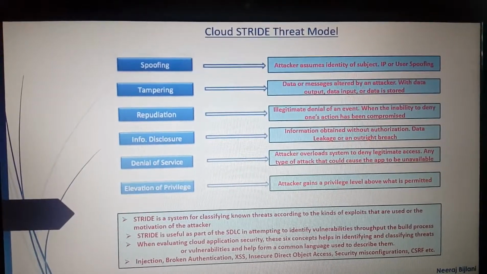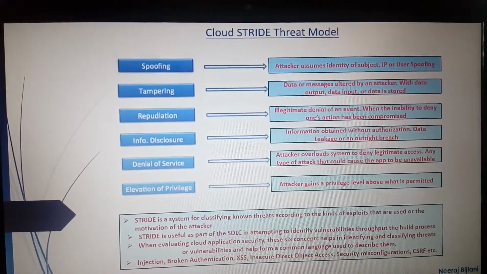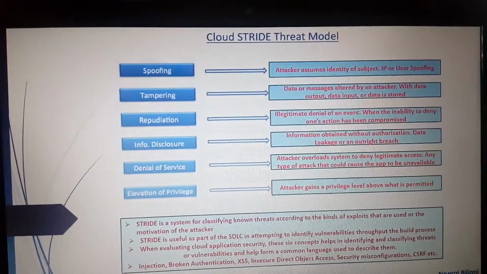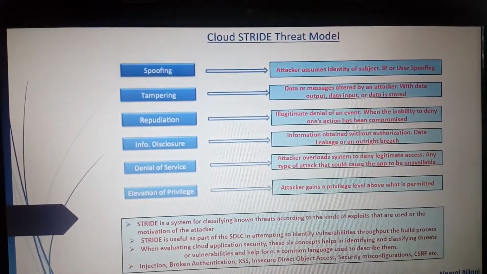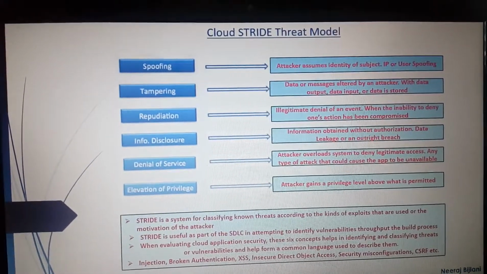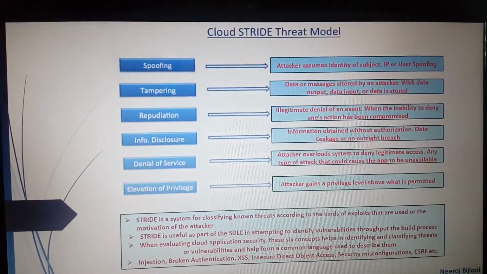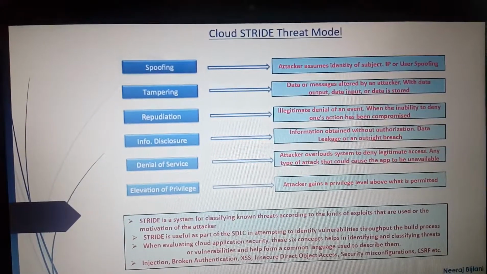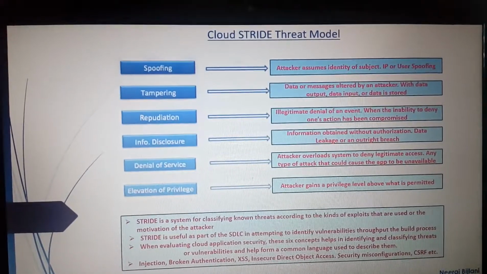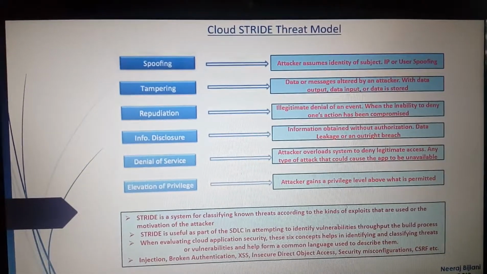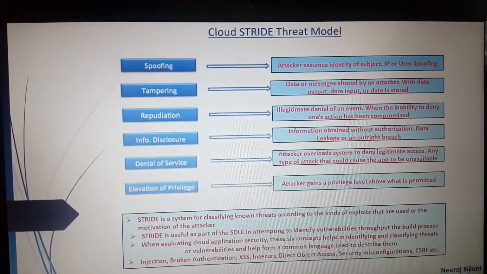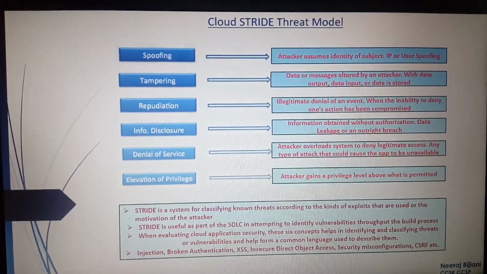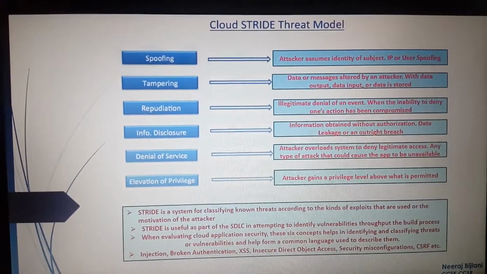Third is repudiation, where you are unable to deny an action once it has been compromised. Just think about ransomware. Your system is compromised, and for some ransomware, an attacker is demanding some money out of it, but you are not able to deny that action. So that's repudiation, an illegitimate denial of an event, right? This is the most common threat nowadays.